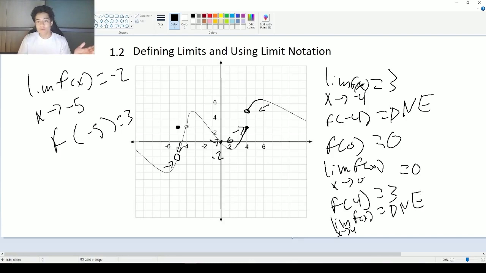That's literally it for 1.2. It's pretty simple, pretty fast. And we're moving on.